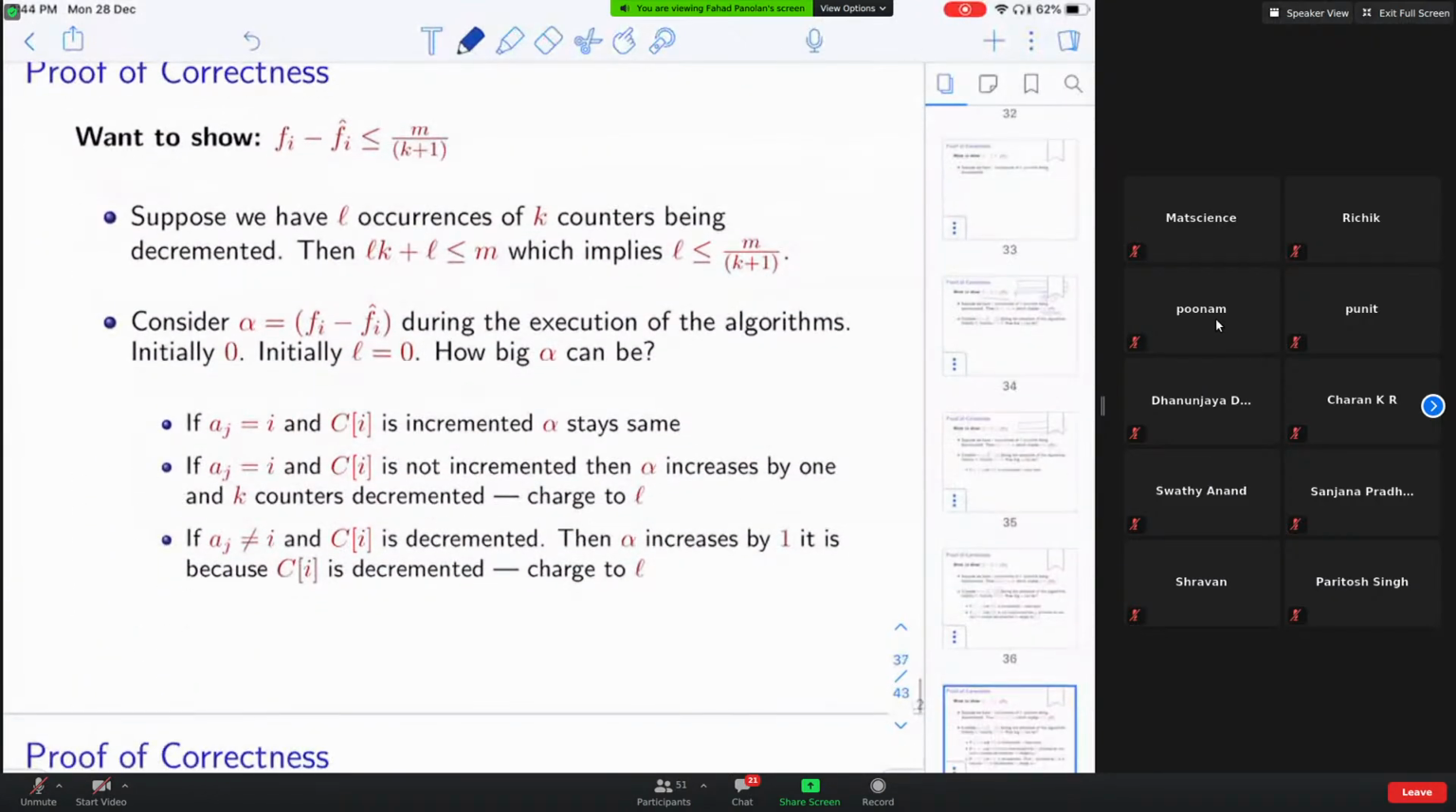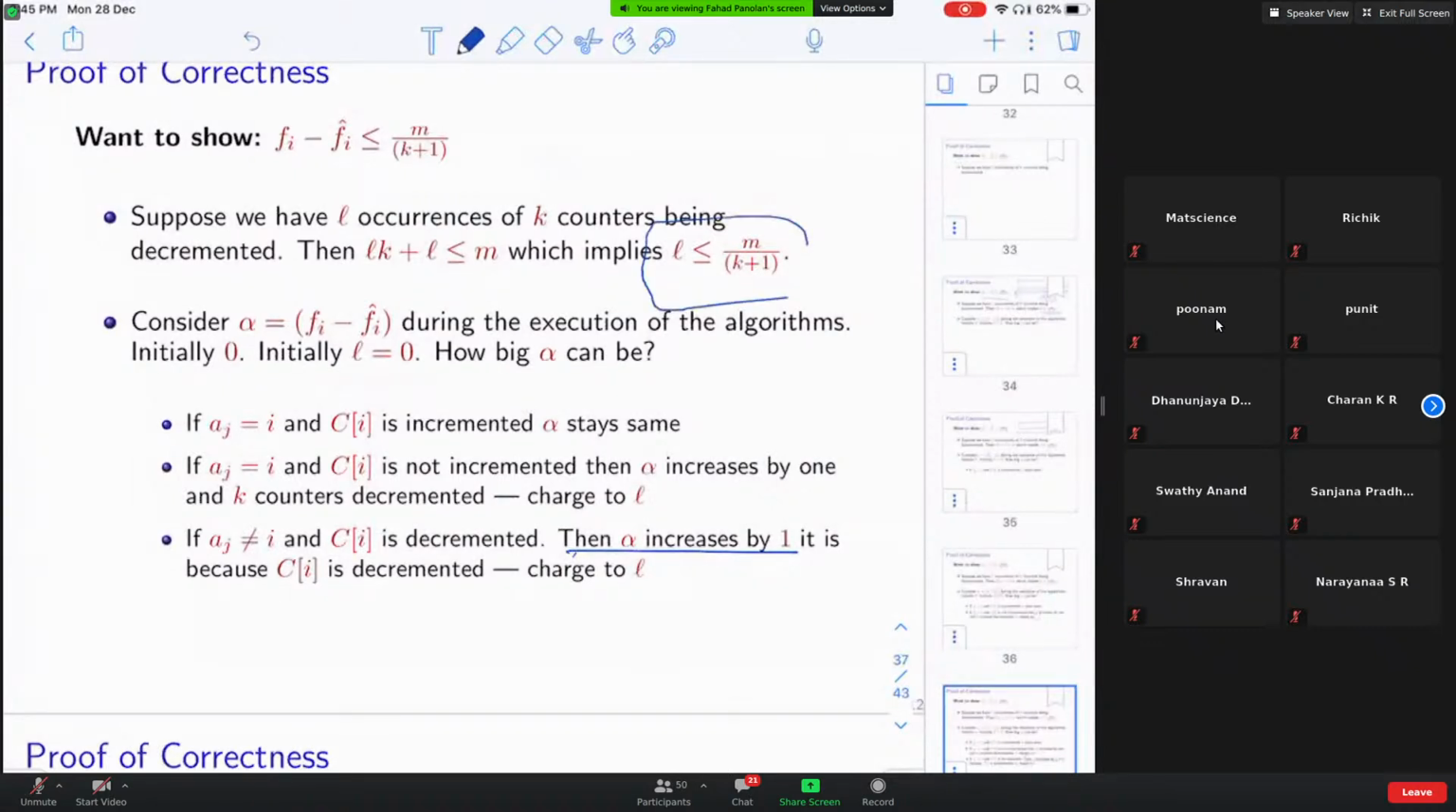Now the other case is Aj is not equal to i and the Ci value is decremented. So a new Aj came, and that Aj is not equal to i, and then you are going to decrement all the counters, right? Then alpha increases by 1. So Fi hat decreases by 1, Fi didn't change, which means that alpha value increases by 1. And that iteration corresponds to a decrement iteration, right? You are going to decrease the counter values, which means that that is yet another decrement iteration. So at the end, what is the maximum number of decrement iterations I can have?